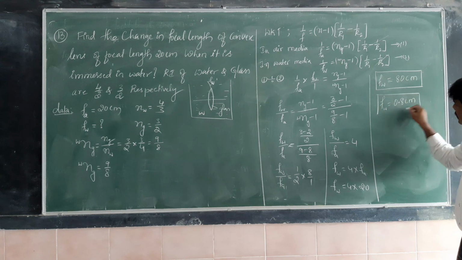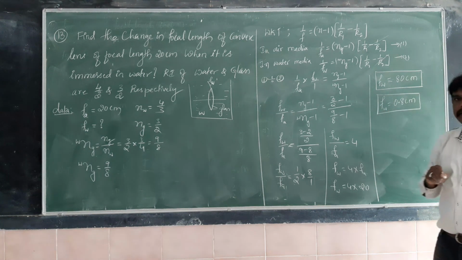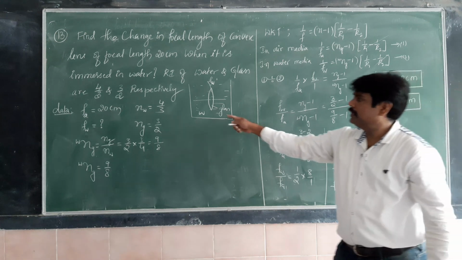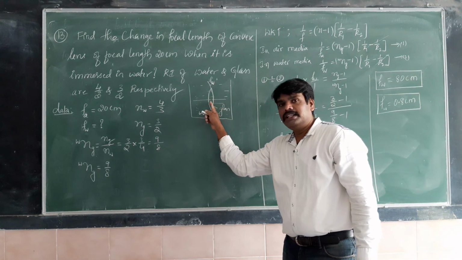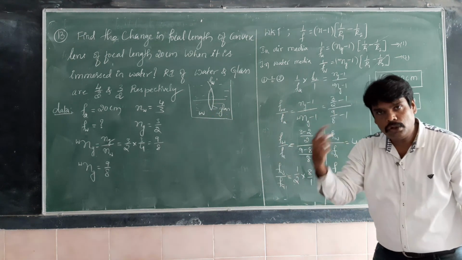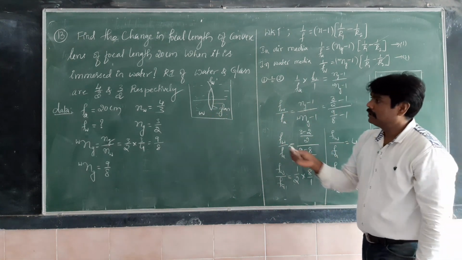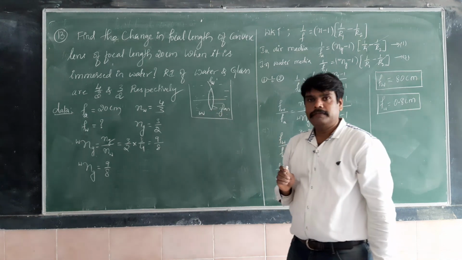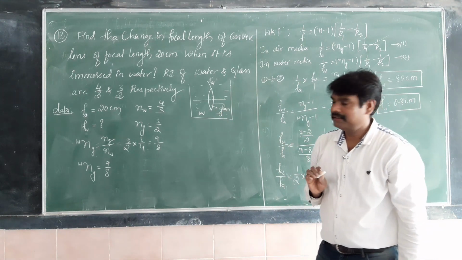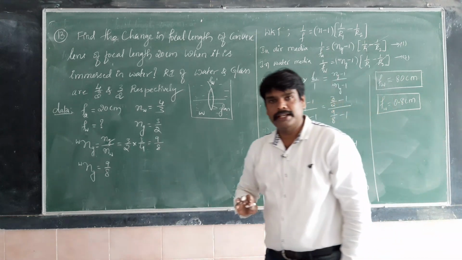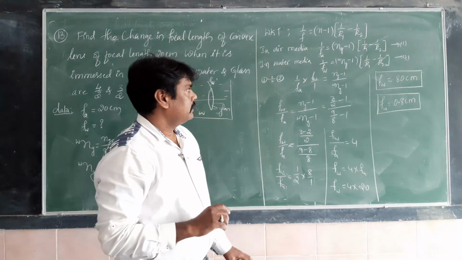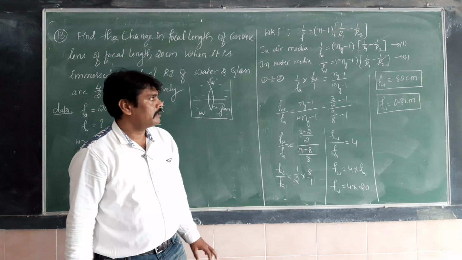See, this answer clearly confirms that when the refractive index of the surrounding medium increases, the focal length of the lens also increases. But the radius of curvature of the lens does not change, isn't it? So these points you should remember. These points can help to answer NEET and CET questions, right?